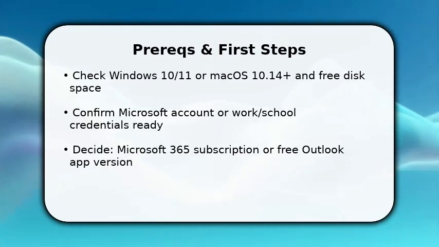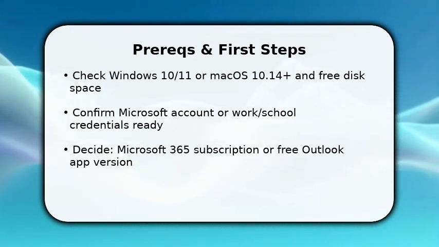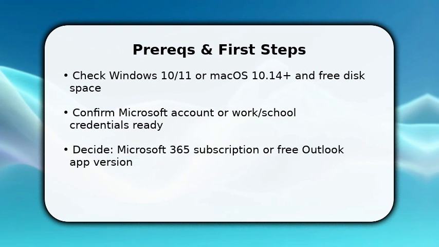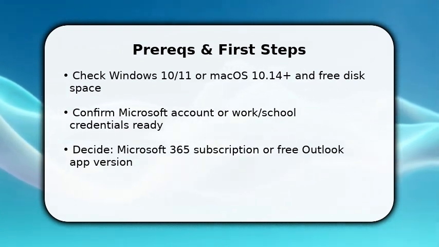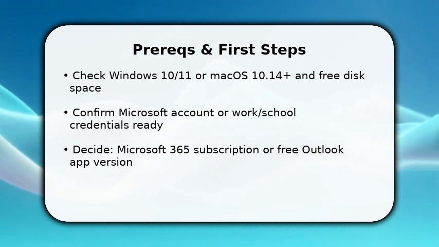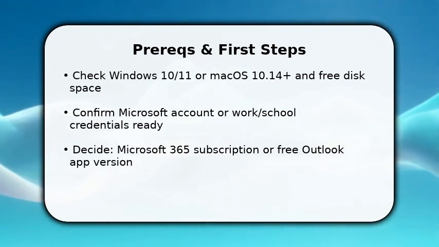You start by confirming the essentials: OS version, account type, and space. Once done, sign into your Microsoft account on the device so authentication flows smoothly. Open Microsoft Store on Windows or App Store on Mac OS and search for Outlook. This ensures you get the official desktop installer.